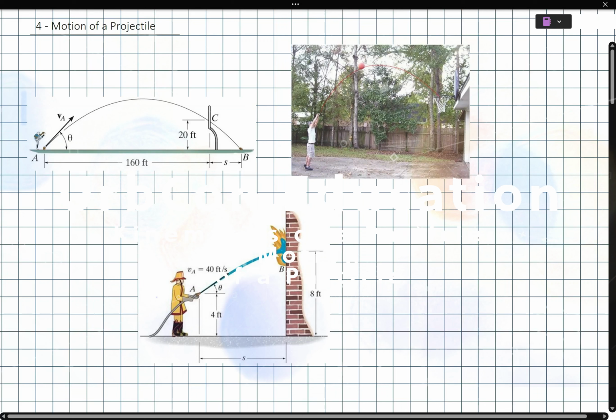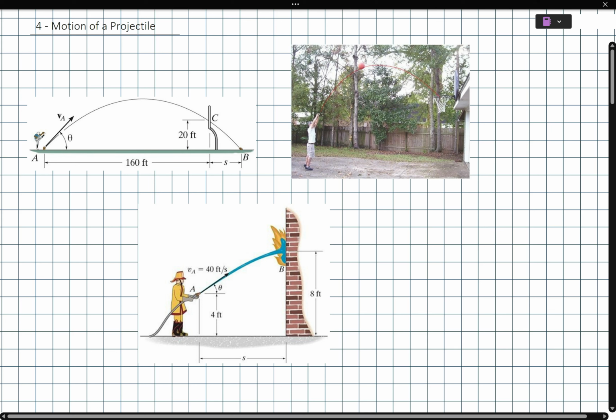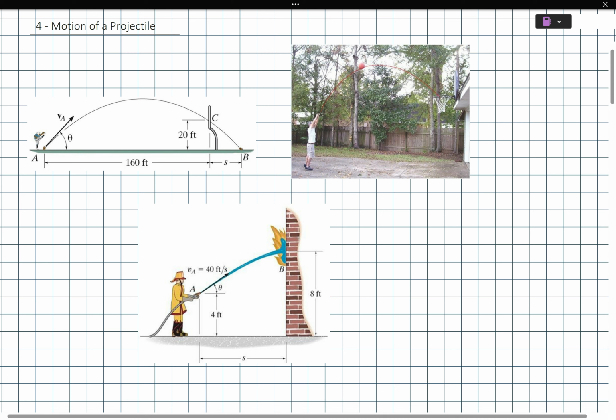This mini lecture is within kinematics of a particle, and specifically we're talking about motion of a projectile. Here we're going to be able to analyze the free flight motion of a projectile.